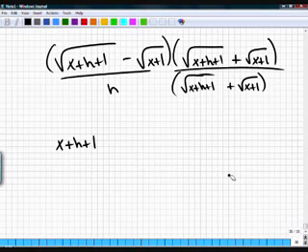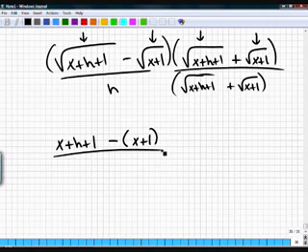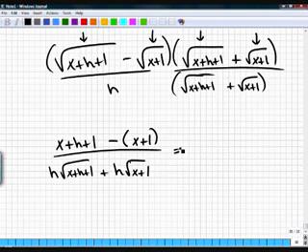Make sense? Now, is there any sense in doing this times this? No, because it's just going to cancel with this times this. They're conjugates. So now all you've got to do is negative times a positive would be a negative, put it in parentheses: x plus h plus 1 minus x plus 1. All over h times the square root of x plus h plus 1 plus h times the square root of x plus 1. What's on top? What's left?